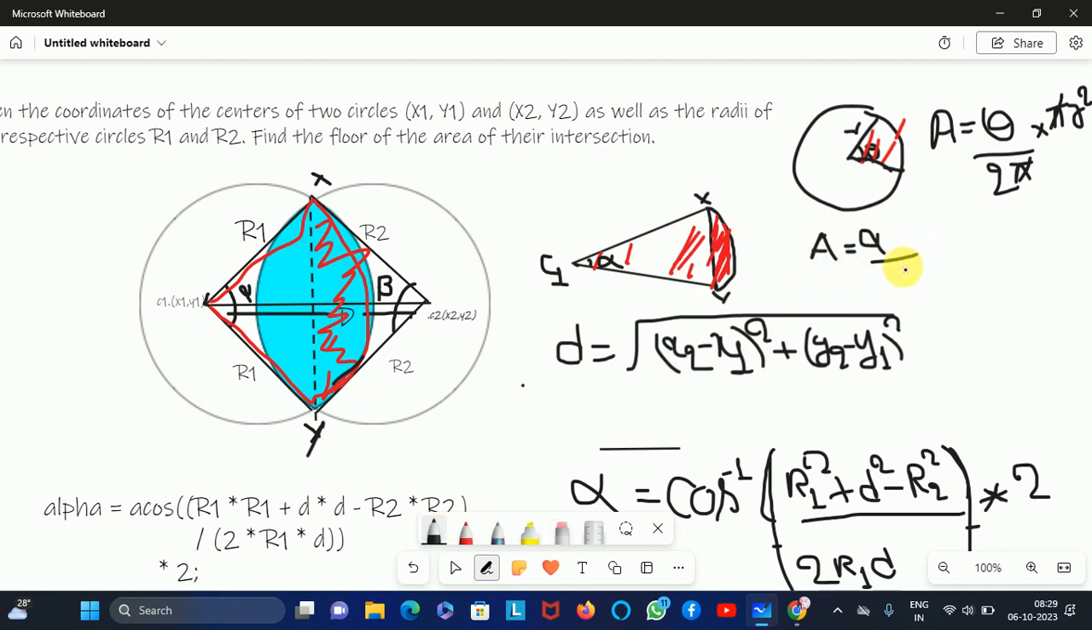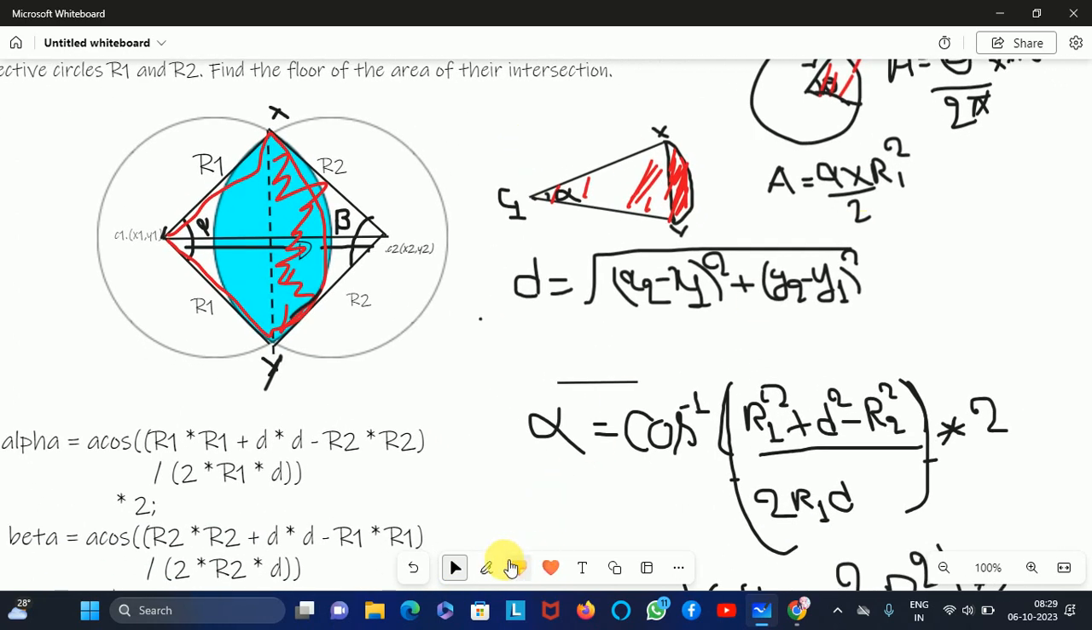So alpha by 2 into, what is the radius? This radius is r1, so r1 square. Okay, this is the area of the whole sector. And what is the area of this triangle? Another important formula is, if this triangle is given to us, and the angle is, let's say, alpha, and the sides are A and B, what is the area of this triangle?